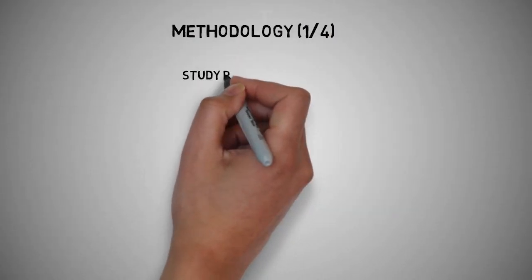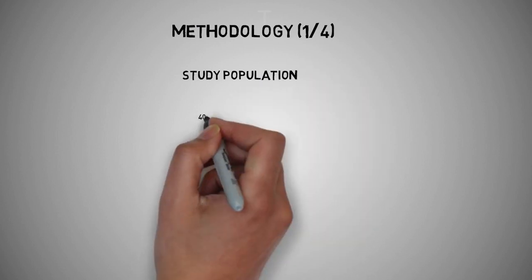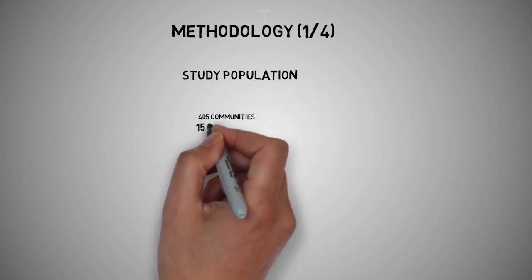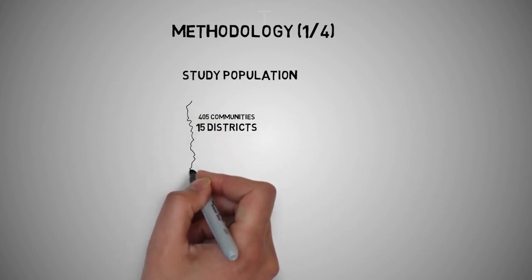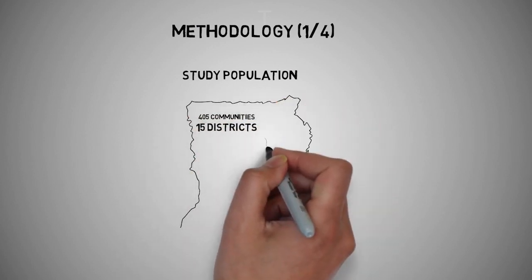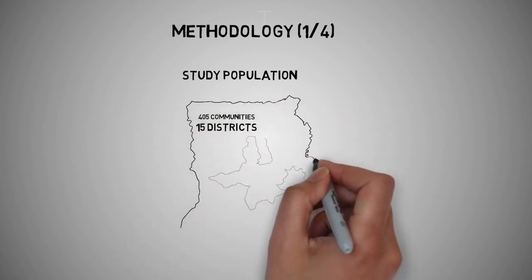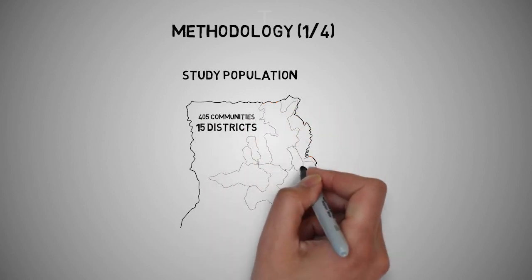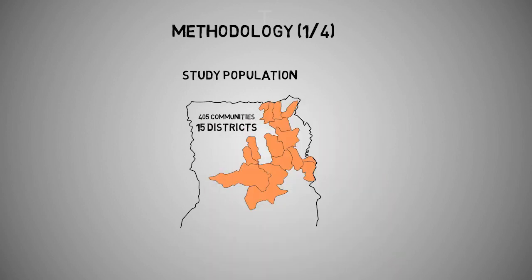Methodology. Study population. The study population consists of 405 communities located in 15 districts, that is the Spring Operational Districts. All districts have similar profile in terms of age structure, but level of female literacy, land ownership, and age at first marriage, and other variables are more variable.